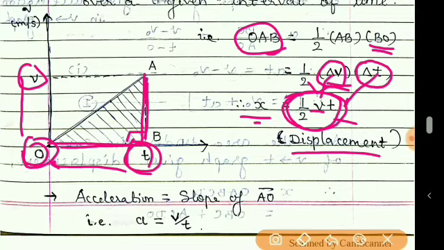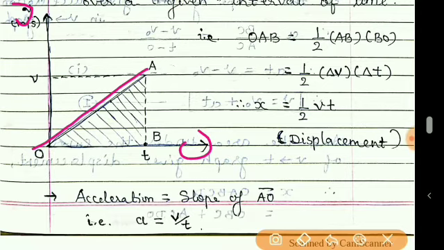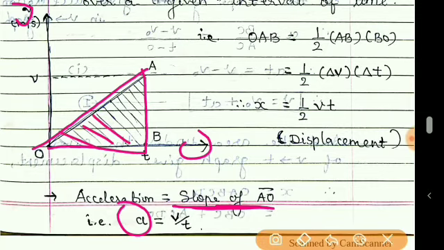So now students, always remember that for the velocity time graph, its slope will give us acceleration. Slope will give acceleration and area under the curve will give us displacement. So I hope students you understand about this velocity time graph.